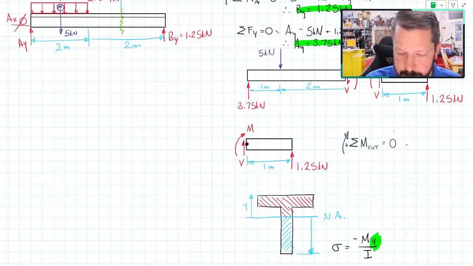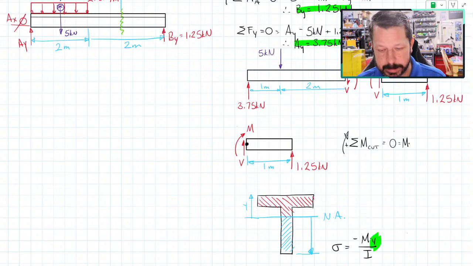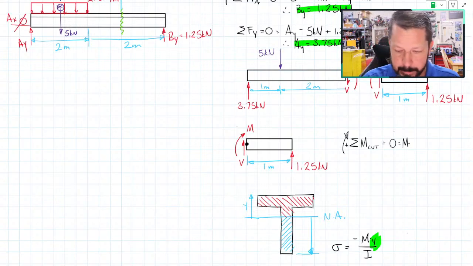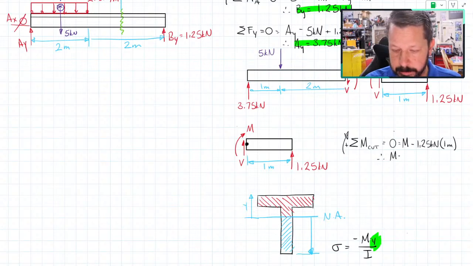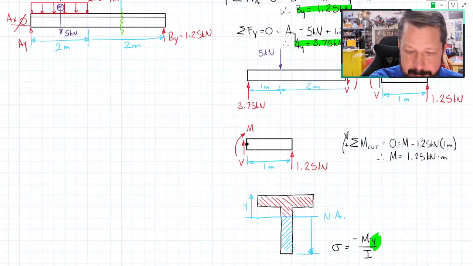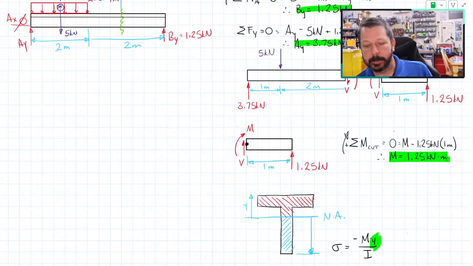So M, I have drawn going clockwise. I said clockwise is positive, so it gets a positive sign. Minus 1.25 kilonewtons, and that does have a moment arm of 1 meter. Therefore, M equals 1.25 times 1, 1.25 kilonewton meters. And that's not the answer to this problem, but that is the internal bending moment.